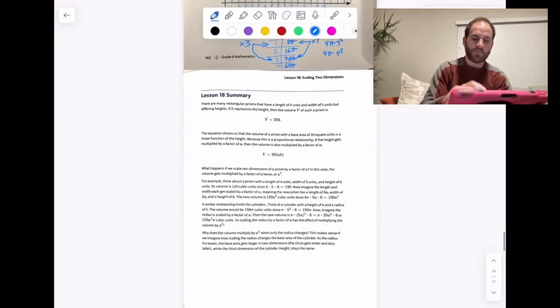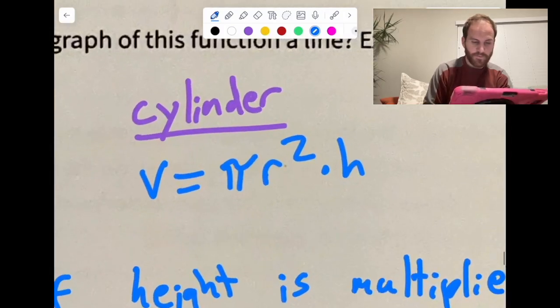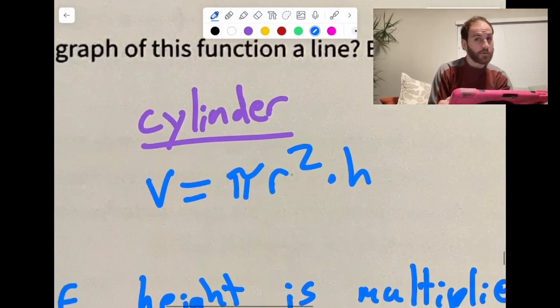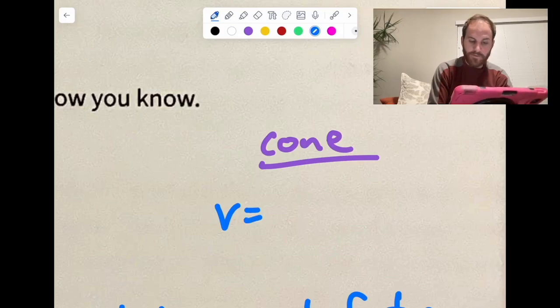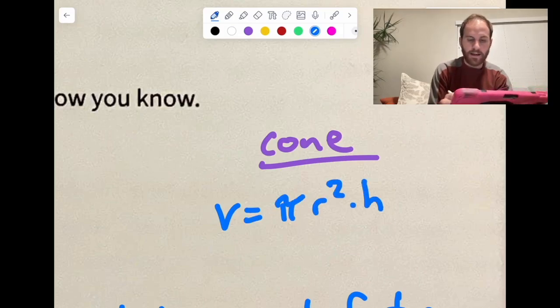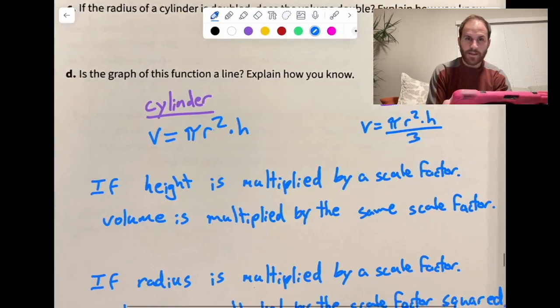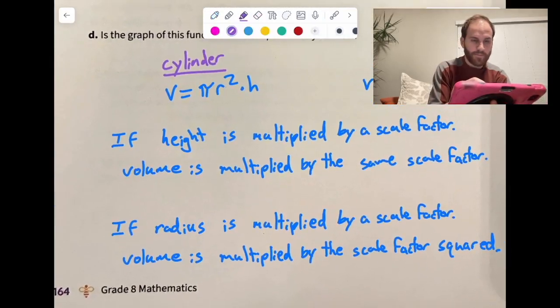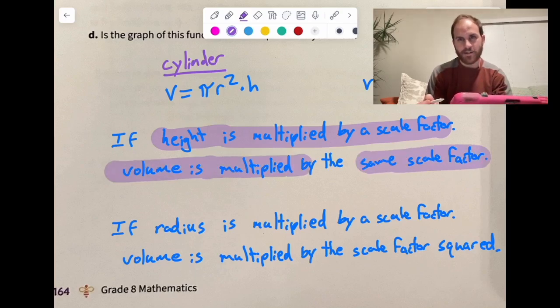So one note I would make here, folks, is that obviously we want to know the volume of a cylinder is pi times the radius squared times height. If you don't remember that, definitely write that down and mark it in your workbook. And the volume of a cone is very similar. It's V equals pi r squared times the height divided by 3, because a cone is a third the size of a cylinder. Something else you want to note is that if the height is multiplied by a scale factor, the volume is multiplied by the same scale factor. Very easy to remember. And if you don't remember it, you can always write a quick table and try it out.